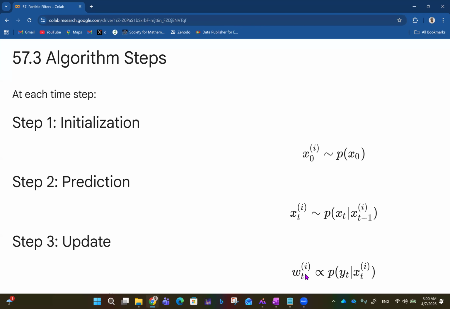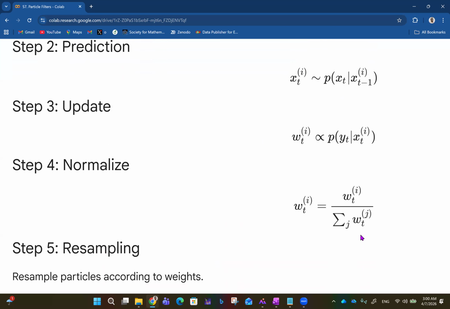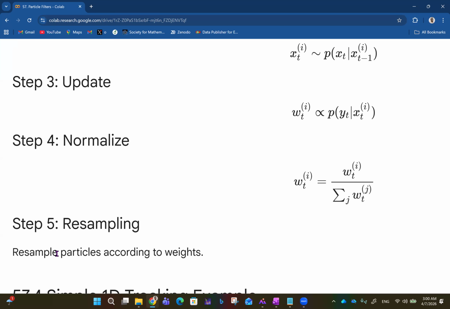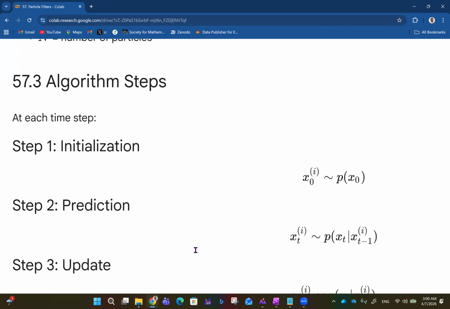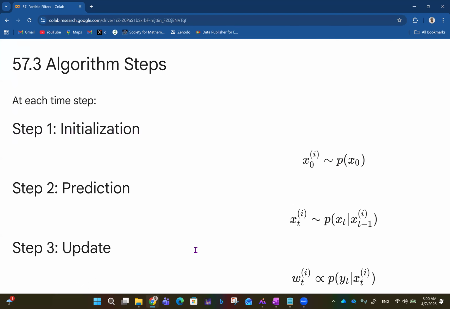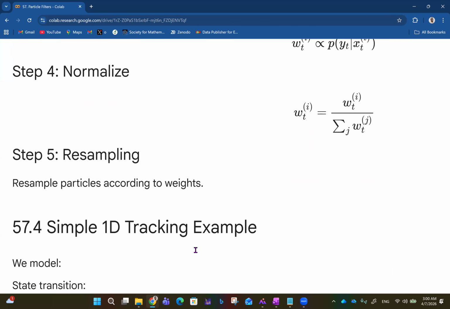So for the weight, w t i is directly proportional to the probability of y of t given x t i. And then you can normalize. So the normalization is w t i equals w t i over the summation over j of w t j. And then you can resample. So for the resampling, you can resample particles according to weights. So at each time step, you have all this: initialization, prediction, update, normalize, and resampling.